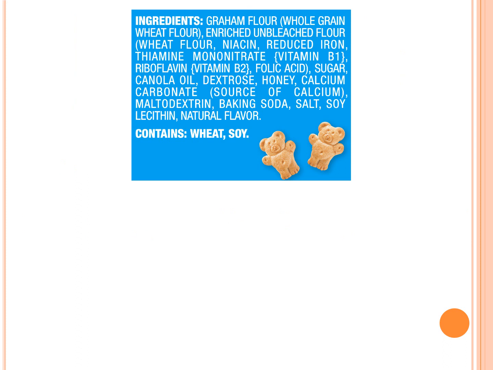Let's do one more example. This time, we will do Teddy Grahams. First, let's look at the ingredients to make sure that it is a creditable grain. The first ingredient is whole grain wheat flour, so we can use it. This will also count as your whole grain for the day.